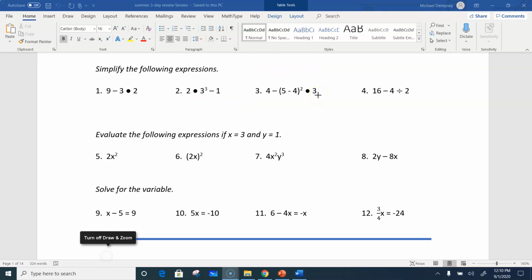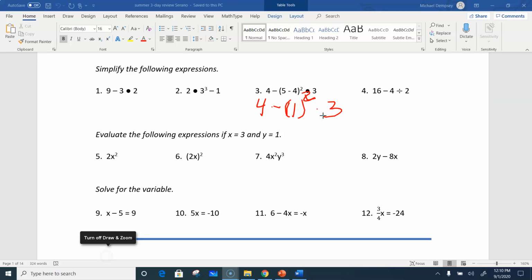Okay, again I have another order of operations here, but now I have a parenthesis, so I have to deal with what's inside the parentheses first. So 4, we're going to leave him alone. Inside the parentheses, I have 5 minus 4. That's pretty easy. That's 1. So what's going to happen here is we're going to have 1 squared. That's going to be the next thing that we'll do. And then we would finally multiply by 3.